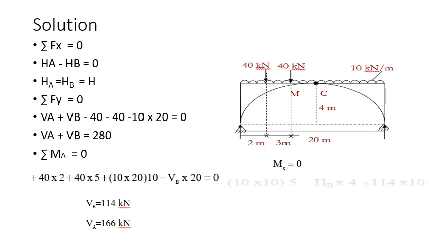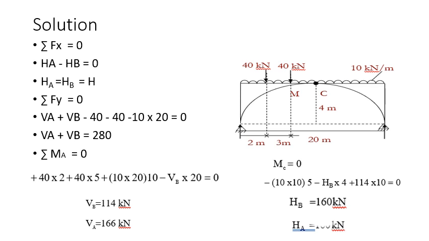Only 3 forces produce the moment. So considering the right of the section, half the span means 10 meter, 10 into 10 into 10 by 2, that is 5, minus HB into 4 plus VB, that is 114 into 10, is equal to 0. So the only unknown is H. We get H as 160 kilonewton. We know HB is equal to HA, that is also 160 kilonewton. So 50% of the work is done by calculating the reaction.